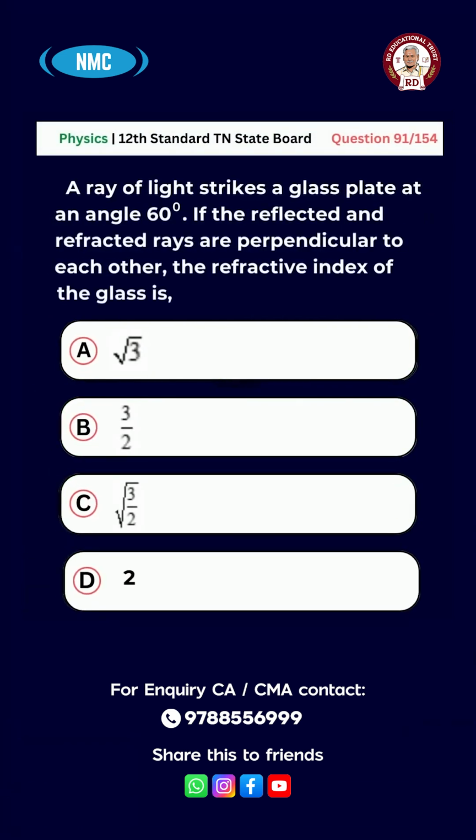Question number 91. A ray of light strikes a glass plate at an angle of 60 degrees. If the reflected and refracted rays are perpendicular to each other, the refractive index of the glass is option A, root 3, B, 3 by 2, C, root 3 by 2, D, 2. The right answer is option A, root 3.